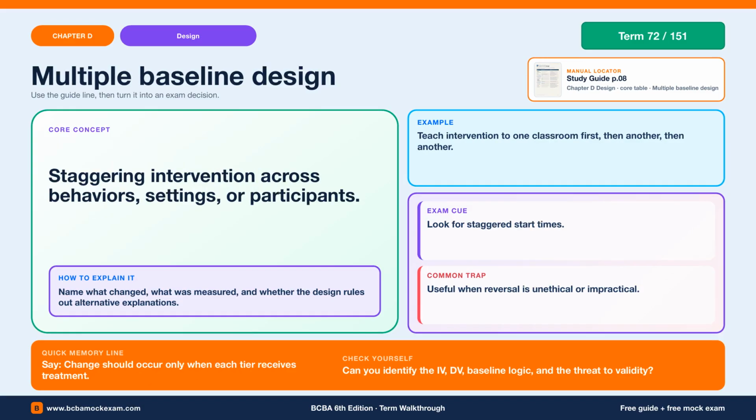Multiple baseline design. Multiple baseline design demonstrates control by staggering intervention across behaviors, settings, or participants. For example, the intervention starts with one student while others remain in baseline, then starts later with another student. The exam cue is staggered introduction. The trap is thinking multiple baseline requires withdrawing treatment. It does not. Memory line: stagger the start to show the effect.